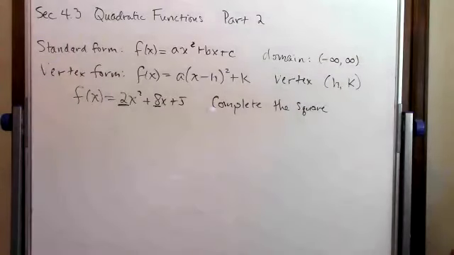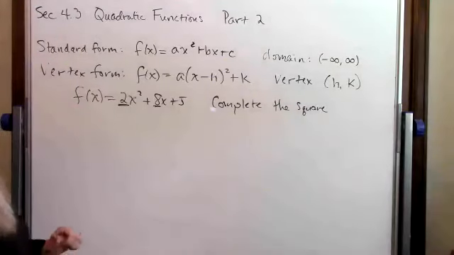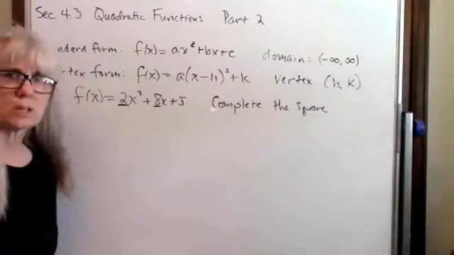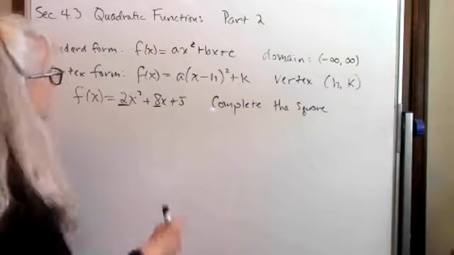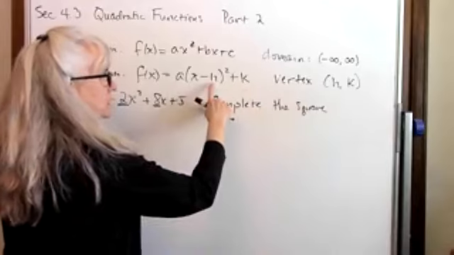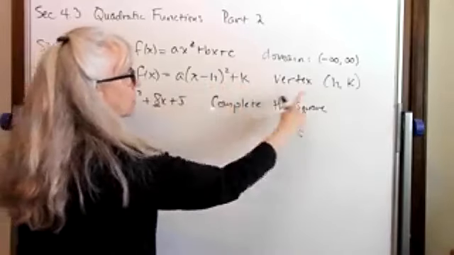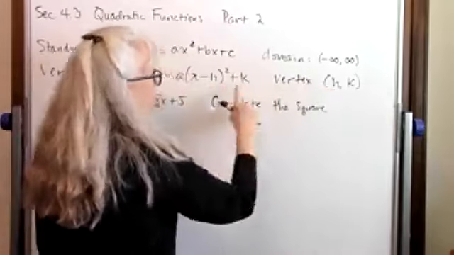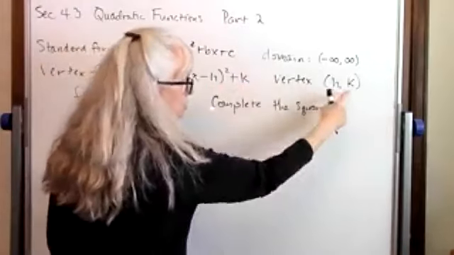So in example, or part 2 of section 4.3, we're going to talk about how to find the vertex when it's not in vertex form. So again, vertex form is this: a times x minus h quantity squared plus k, where the vertex is this h and this k. Again, when you pull the h out, you switch its sign, but because the k is already outside the function, you don't switch its sign.